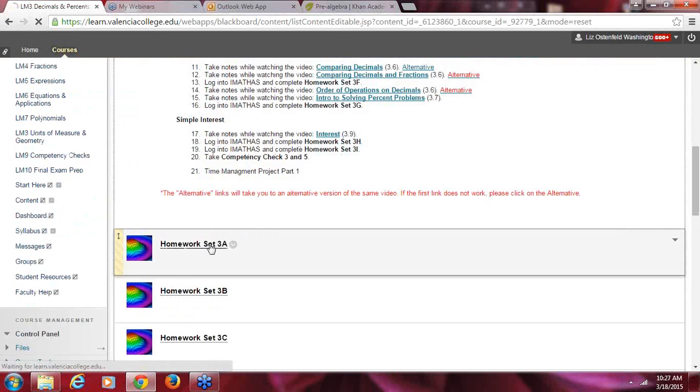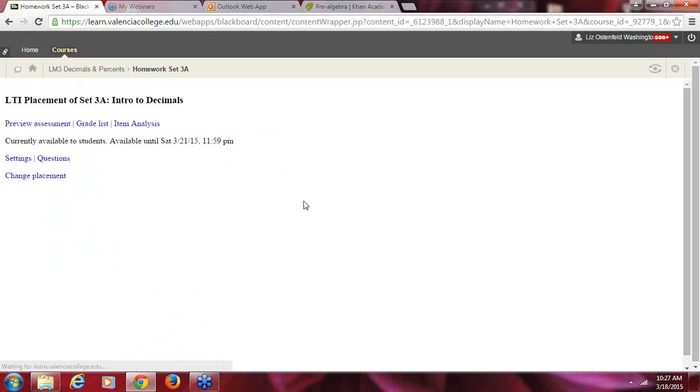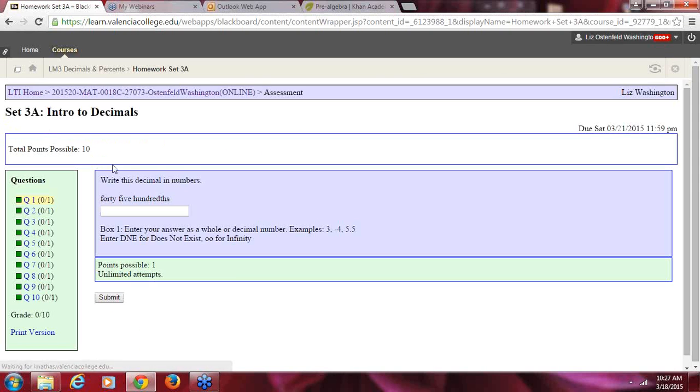All right, I'm going to start with 3A. And mine looks a little different than yours. So we have Intro to Decimals, section 3A. Write this decimal in numbers. It says 45 hundredths. Okay, so that means I am going to type in 0.45 because this is the tenths place, right? And this one is the hundredths.